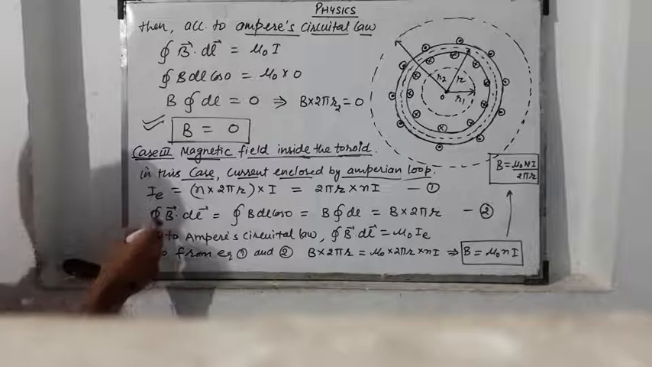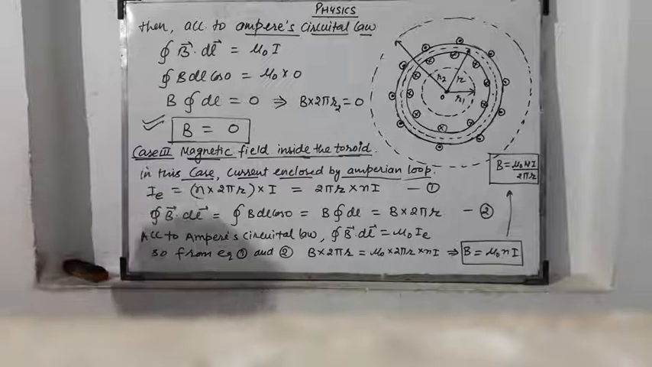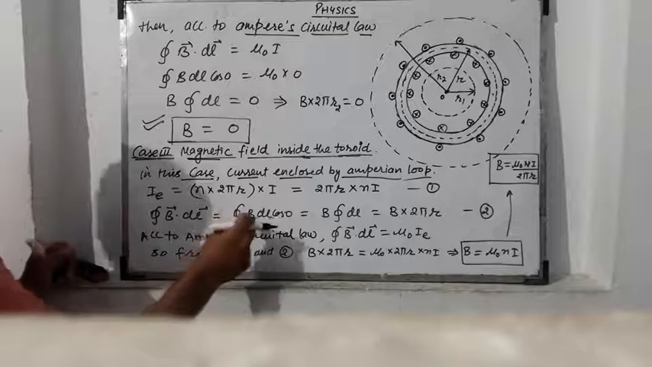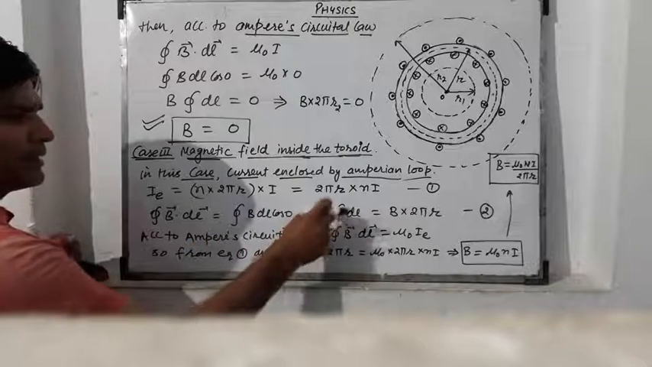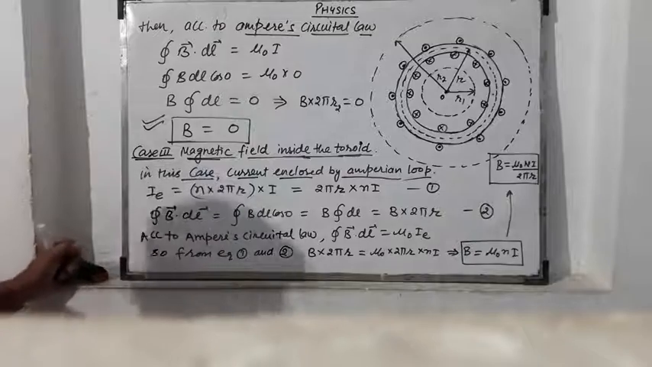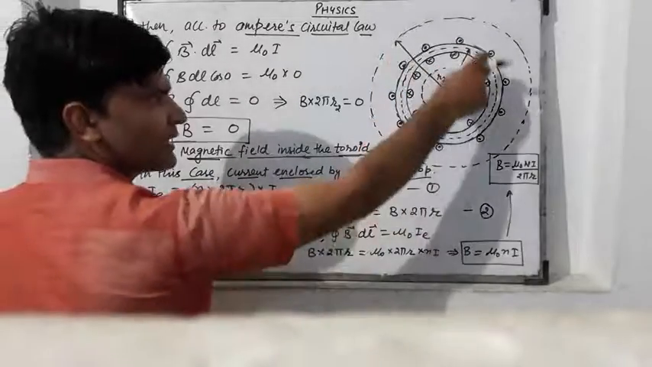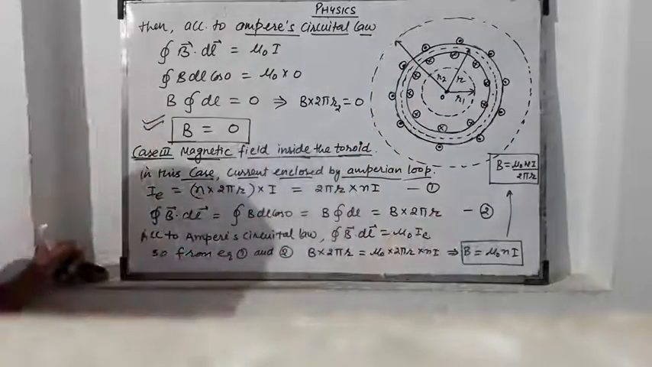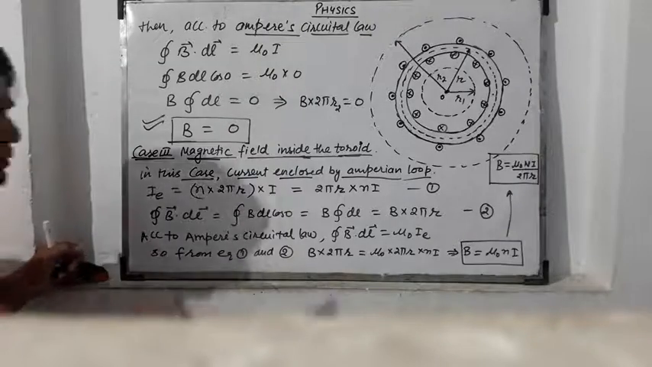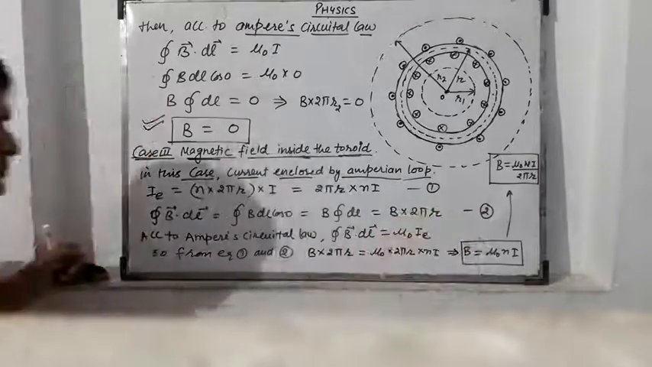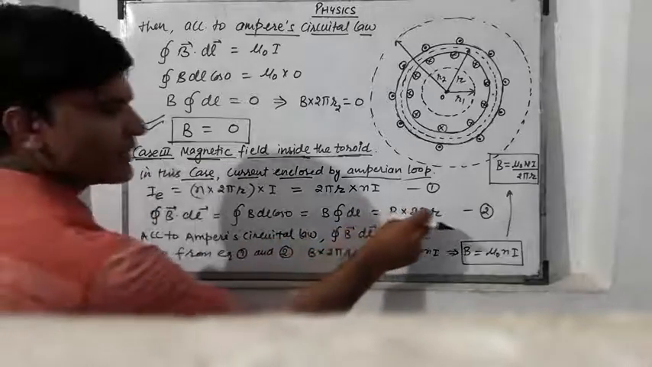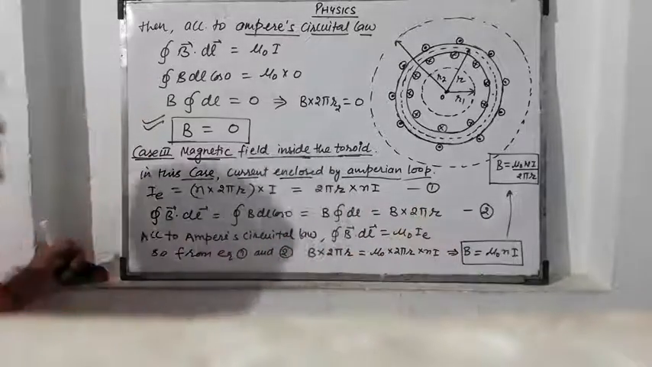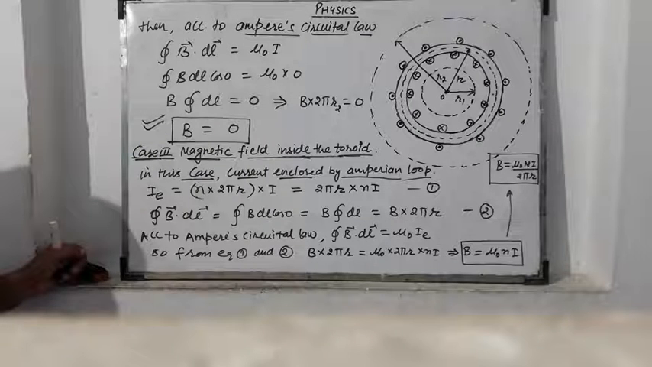Also, the line integral of B into dl: B and dl are in the same direction, so we get B dl cos 0. Then we get B times the line integral of dl, and the line integral of dl in this case is 2 pi r. So the line integral of B into dl is equal to B into 2 pi r. Equation number 2.